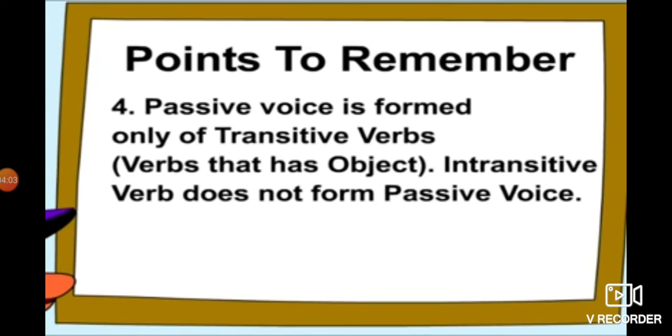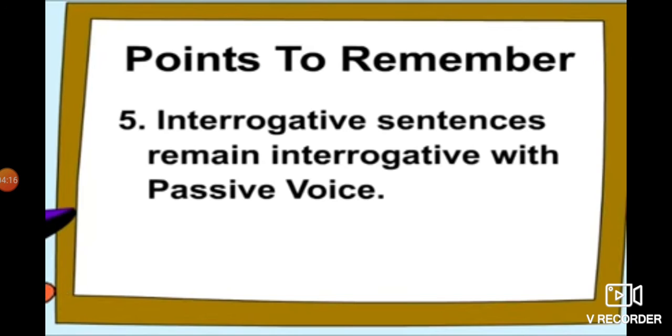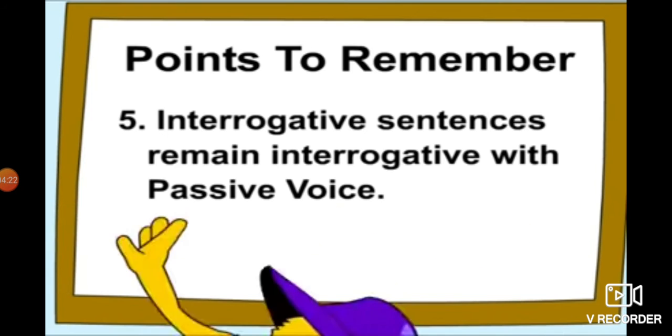Passive voice is formed only with transitive verbs, verbs that have an object. An intransitive verb does not form passive voice. Interrogative sentences remain interrogative in passive voice. That means you need to put the question mark.